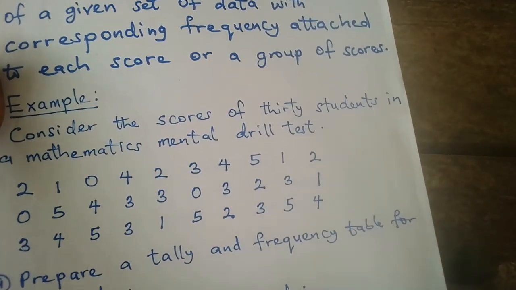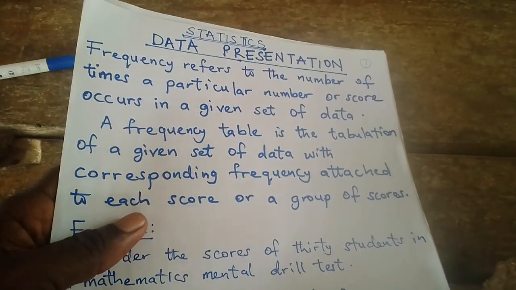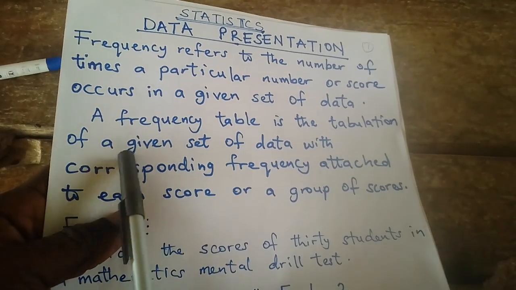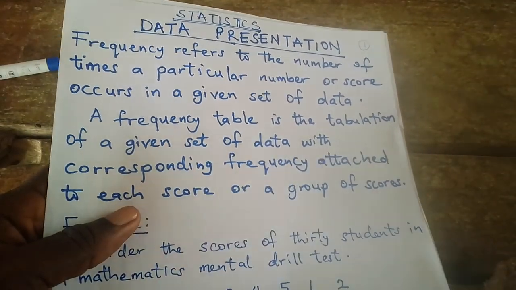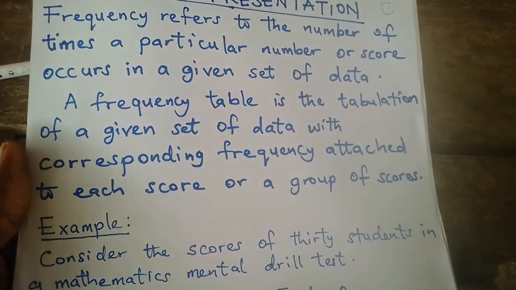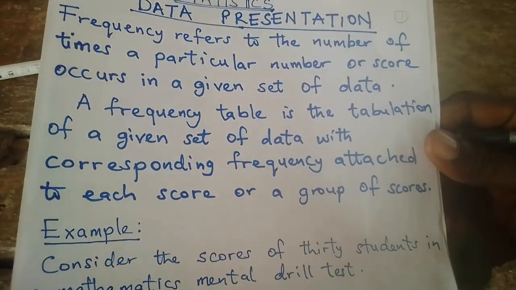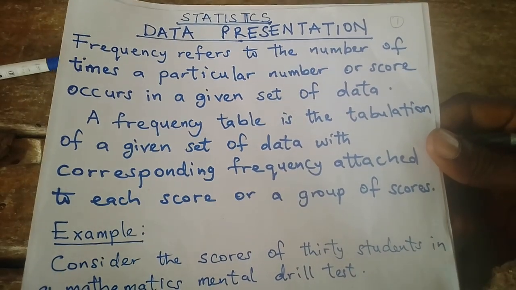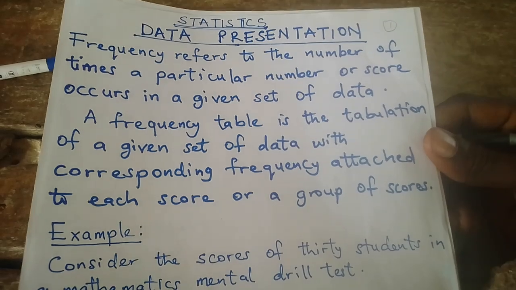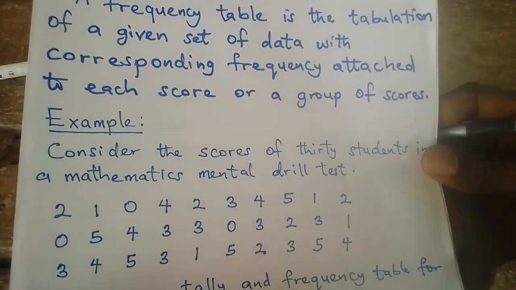Now when we bring together all these frequencies and their scores on a table, it is known as the frequency distribution table. So a frequency table is a tabulation of a given set of data with corresponding frequency attached to each score or a group of scores. Now let us look at an example.